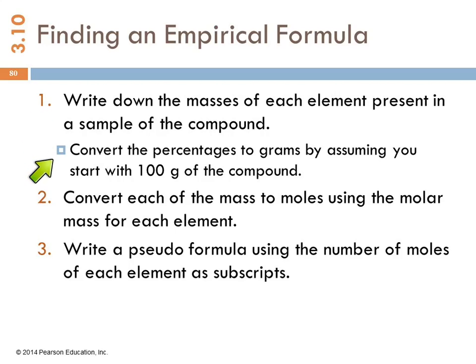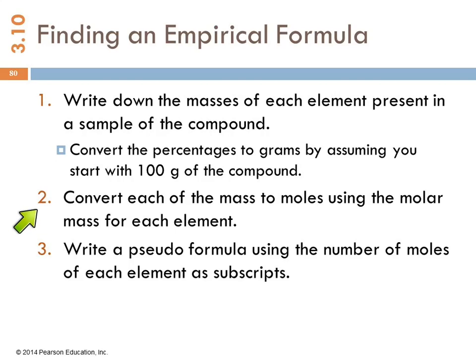Now, if you're given a percentage instead of a mass, all you have to do is say, well, let's assume we have a 100-gram sample, and then the percentage is the same as the mass. So if they give you a percent, 5% carbon, just change the percent to grams, and you're good to go. But you need masses, the mass of each element.